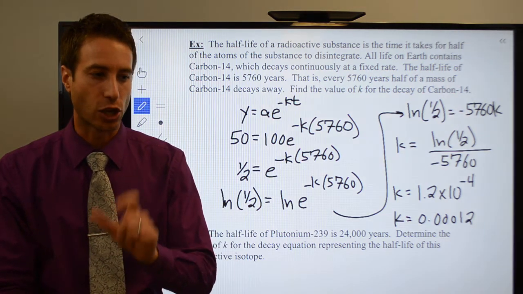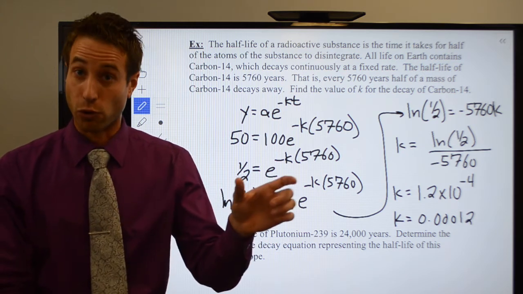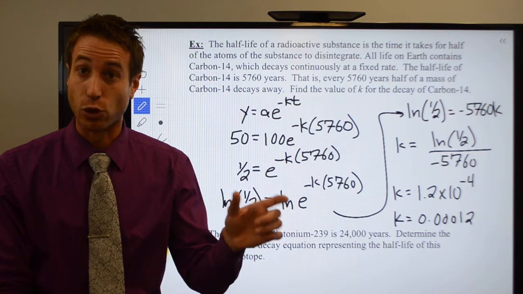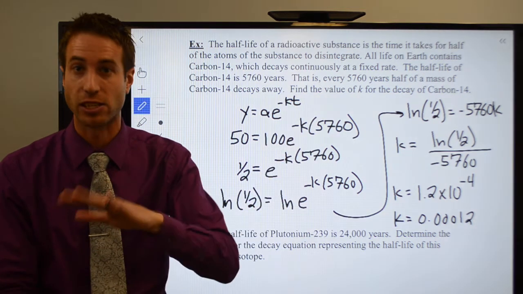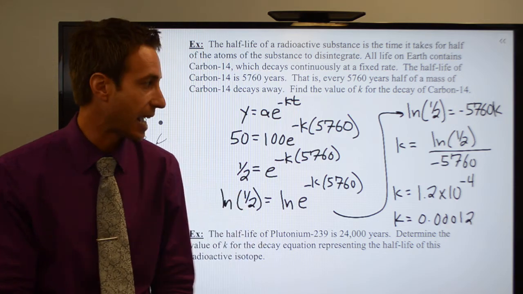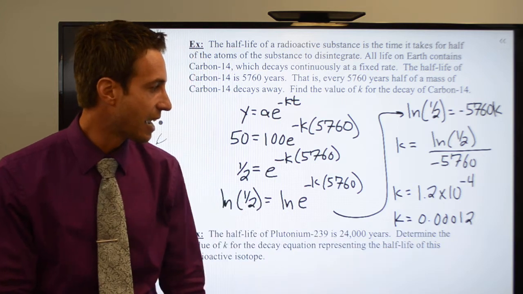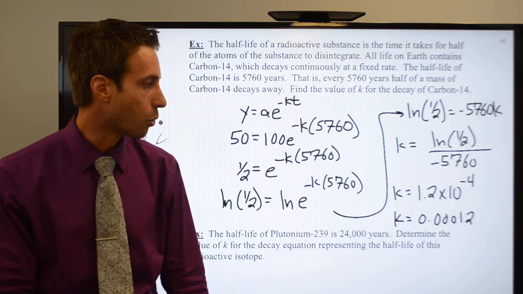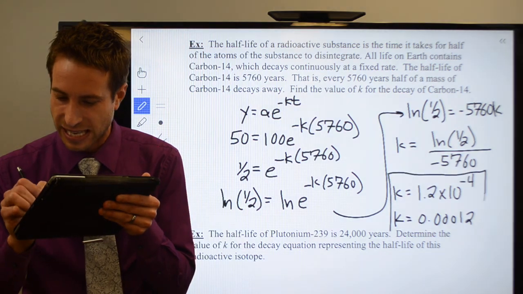Remember, it's a constant, the constant representing the rate of decay for this particular situation, and so we get a k of 0.00012, or in scientific notation, 1.2 times 10 to the negative fourth, which either way is the exact same number.